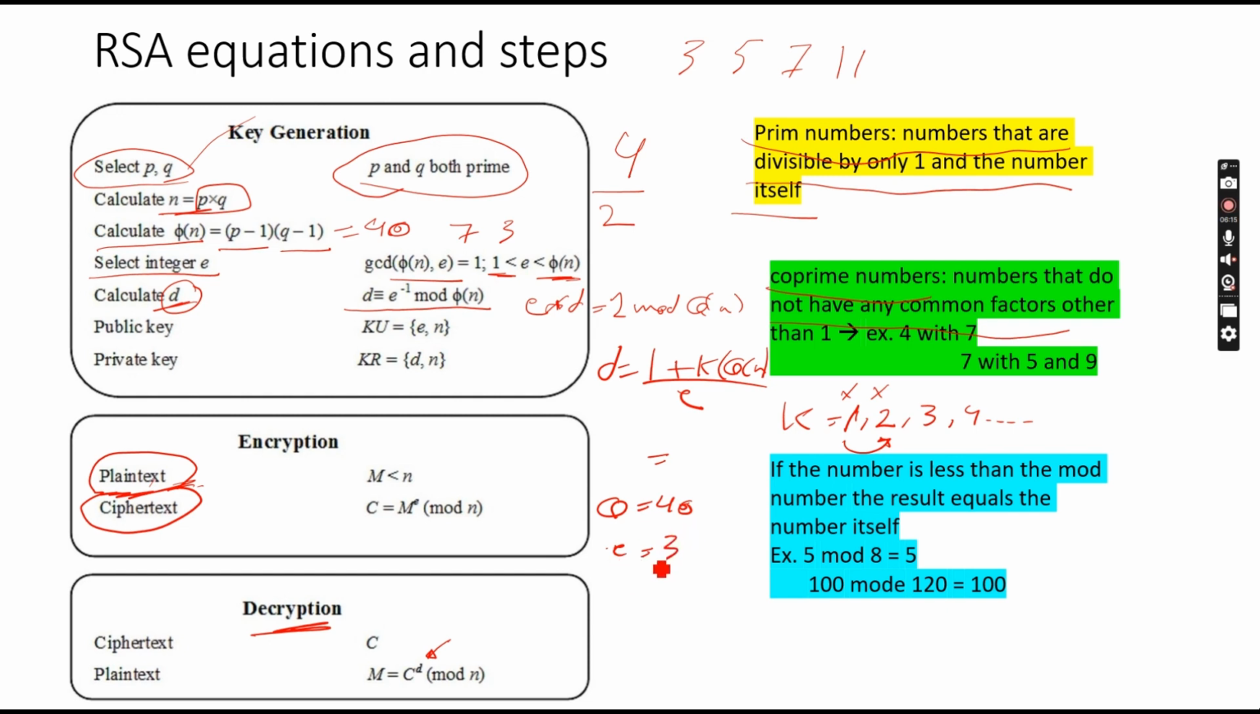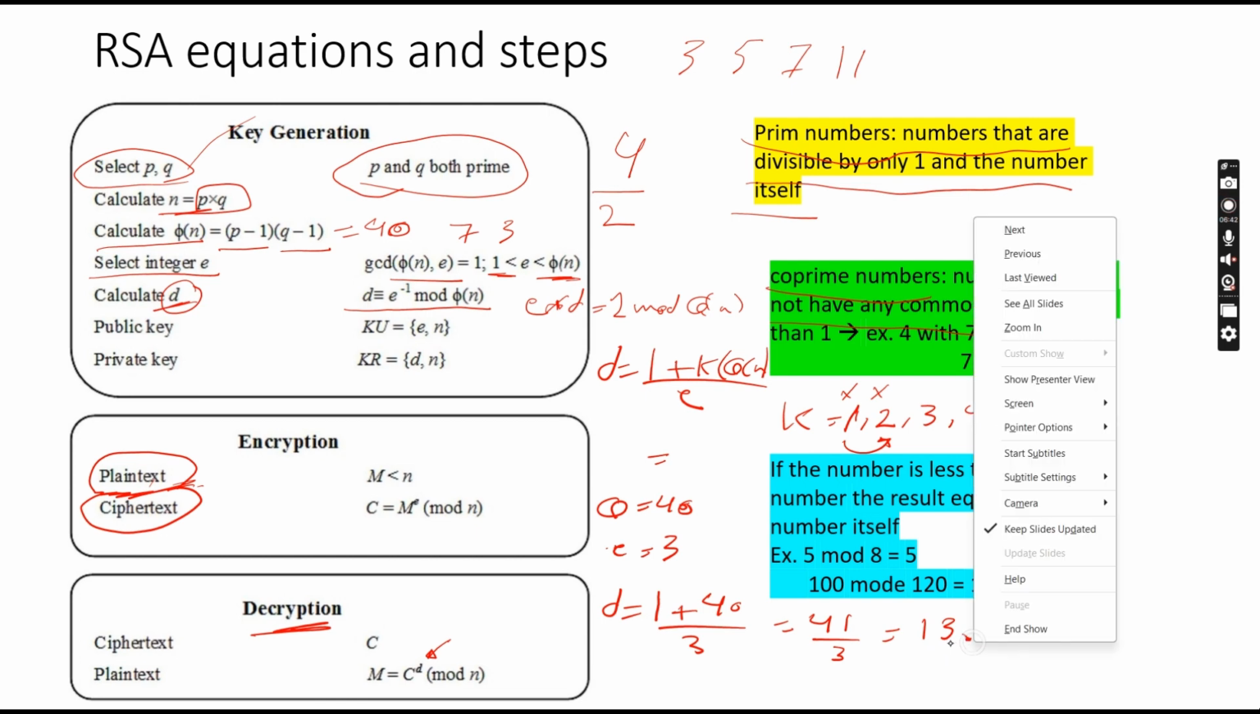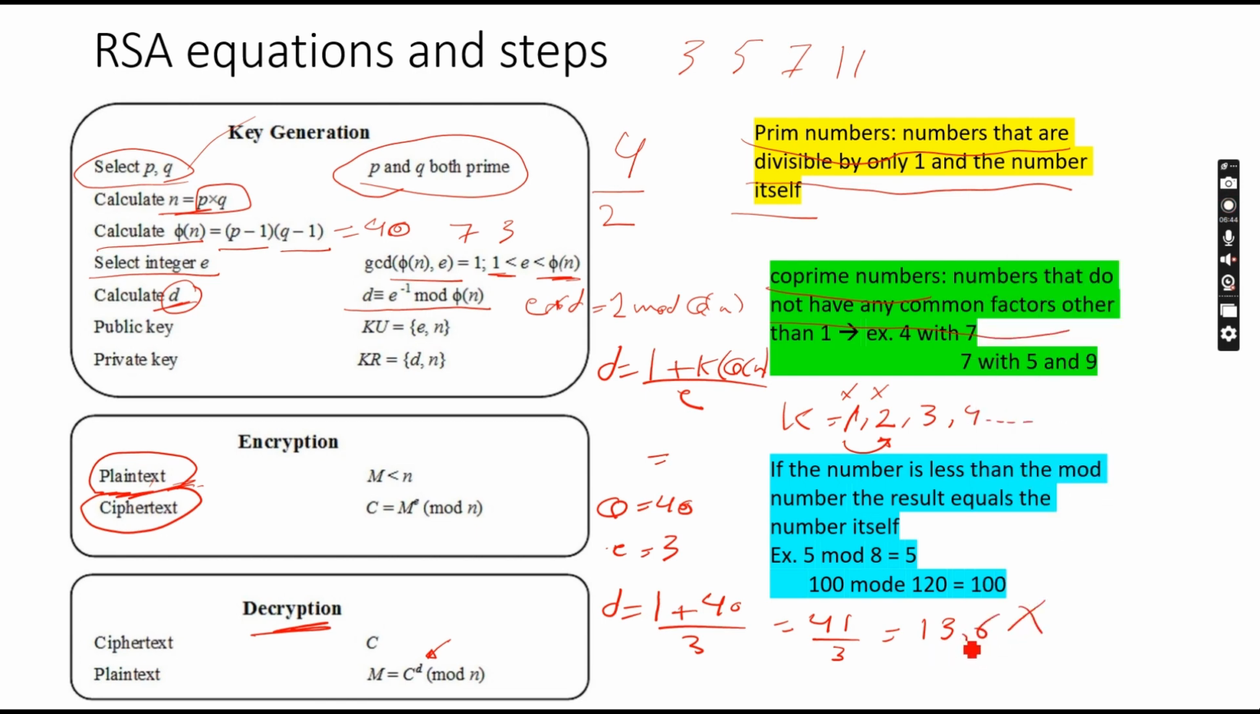If theta equals 40 and e equals 3, so d, the first equation for d, when k equals 1, it will be 1 plus k times 40, so 1 plus 40 over 3, and this equals 41 over 3, which is around 13.6. So this is wrong. Why? Because I have a number with decimals.